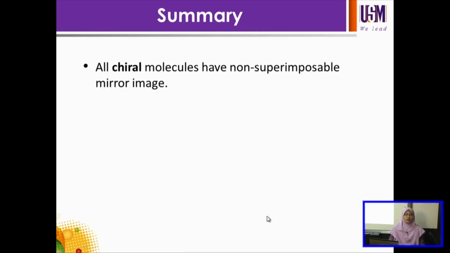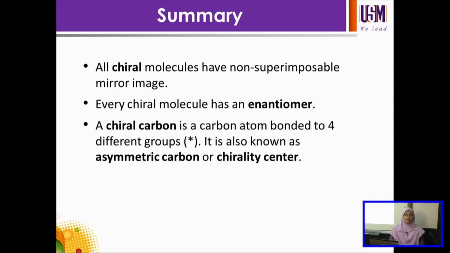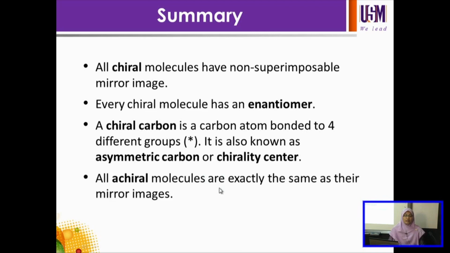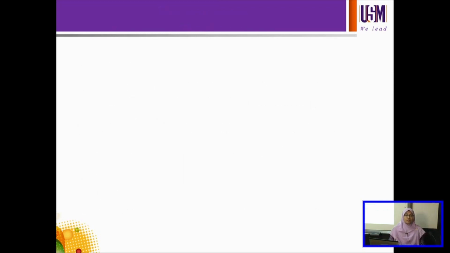So as a summary, all chiral molecules have a non-superimposable mirror image. Every chiral molecule has an enantiomer. A chiral carbon is a carbon atom bonded to 4 different groups, which we label with an asterisk or a star. It is also known as asymmetric carbon or chirality center. All achiral molecules are exactly the same as their mirror image, and achiral molecules do not have an enantiomer. Okay, so this is the reference.